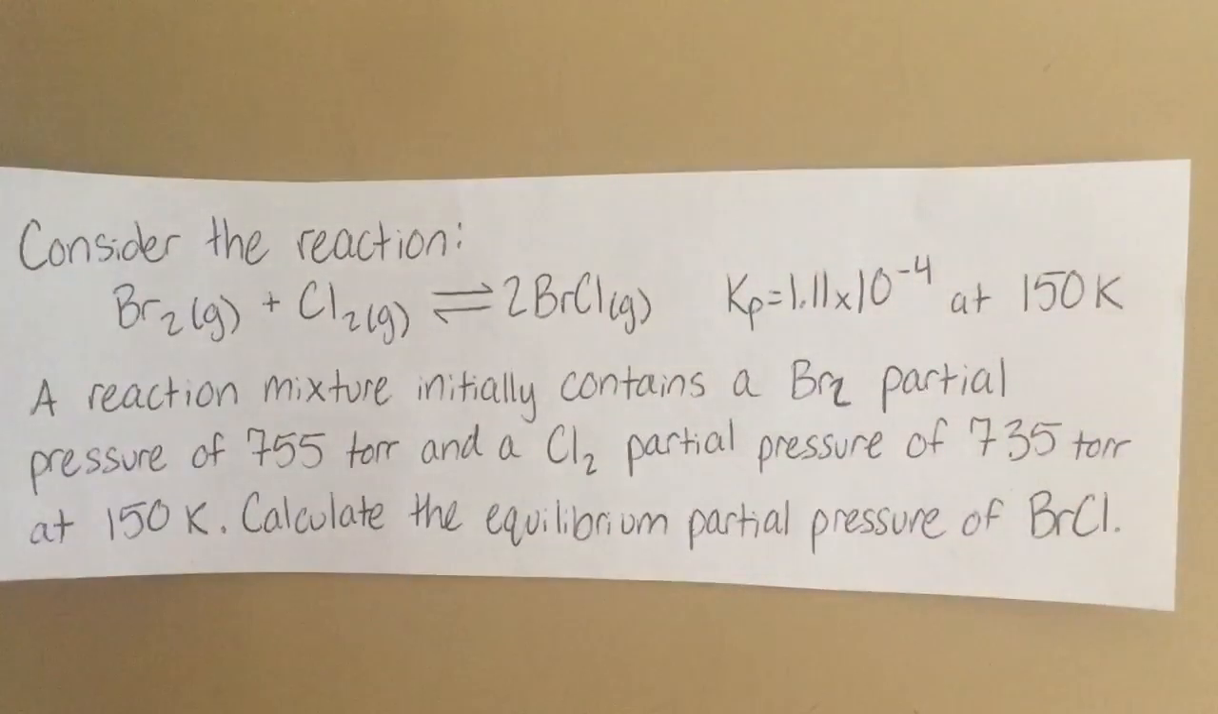So the question we're looking at asks, considering the reaction in which bromine gas and chlorine gas are at equilibrium with bromine monochloride gas, and Kp equals 1.11 times 10 to the negative fourth at 150 K. A reaction mixture initially contains a bromine partial pressure of 755 torr and a chlorine partial pressure of 735 torr at 150 Kelvin. Calculate the equilibrium partial pressure of bromine monochloride.